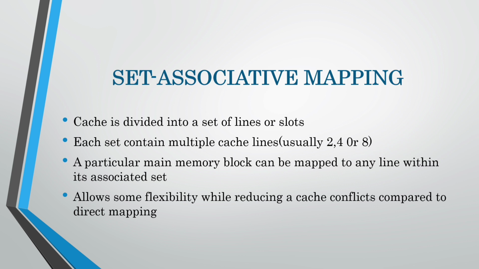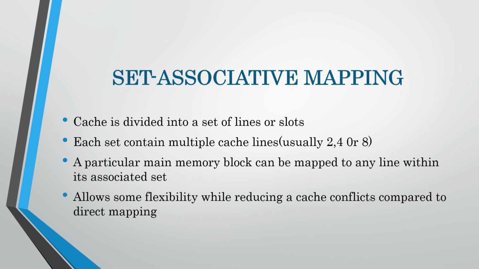The last type is set associative mapping. Set associative mapping is a compromise between associative mapping and direct mapping. The cache is divided into a set of lines or slots, and each set contains multiple cache lines, usually 2, 4, or 8. A particular main memory block can be mapped to any line within its associated set. The mapping is done using a combination of direct mapping and associative mapping, allowing for some complexity while still reducing cache conflicts compared to direct mapping.